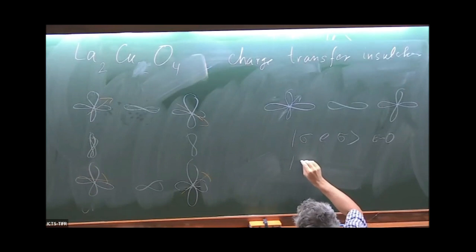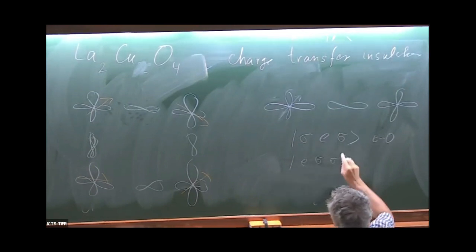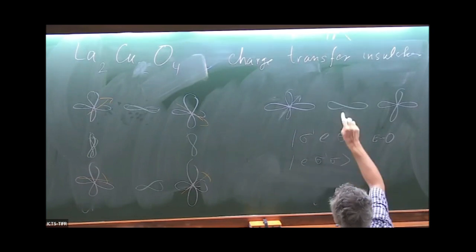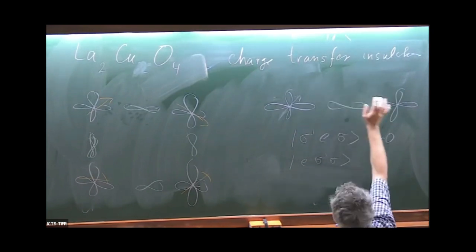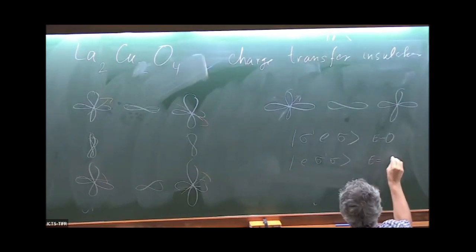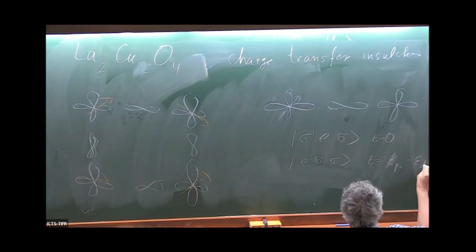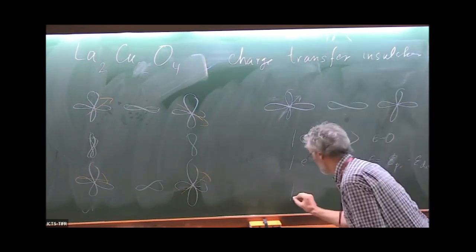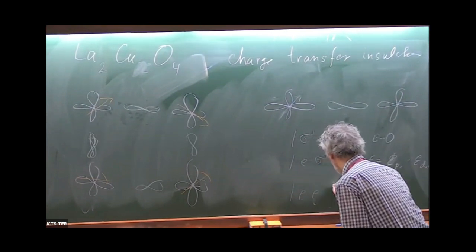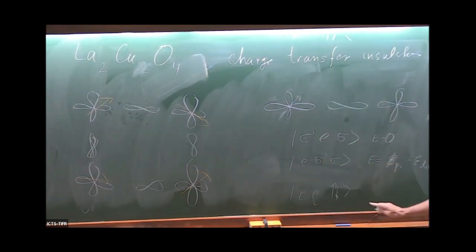If you have something like empty, sigma prime, you moved an electron so that you occupy one of the p orbitals and one of the d orbitals, then the energy will be epsilon of the p orbital of the oxygen minus epsilon of the d orbital of the copper. And this is the so-called charge transfer gap. Or you can have the situation where these are empty and you have up-down on the copper site. And here the energy will be just U.